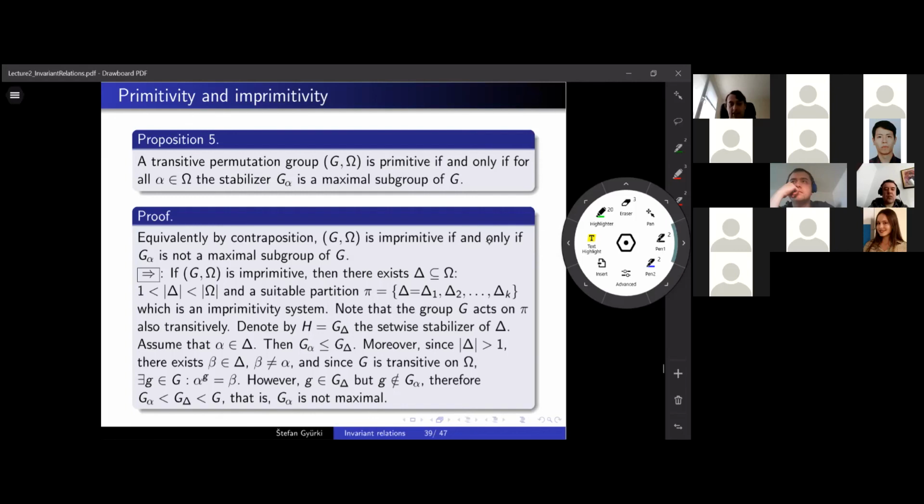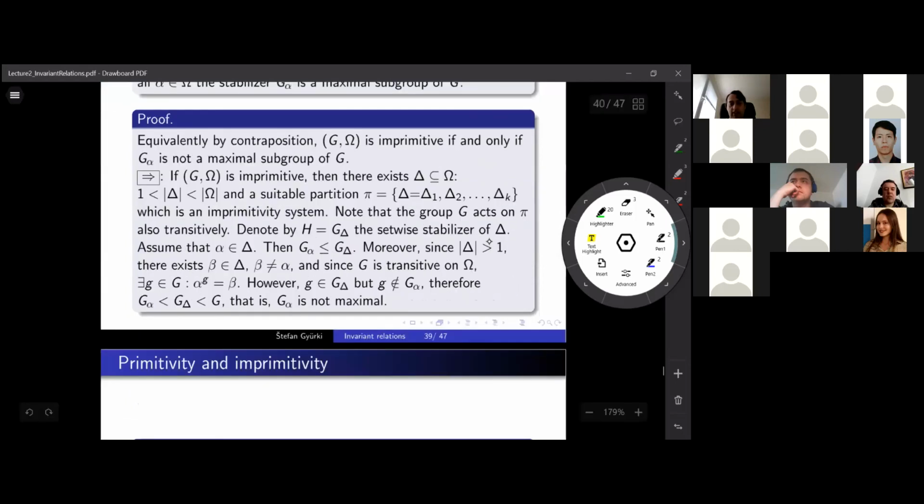Therefore, G delta is strictly in between G alpha and G. And that means that G alpha cannot be maximal. So if we have an imprimitive group, then G alpha cannot be a maximal subgroup in it.